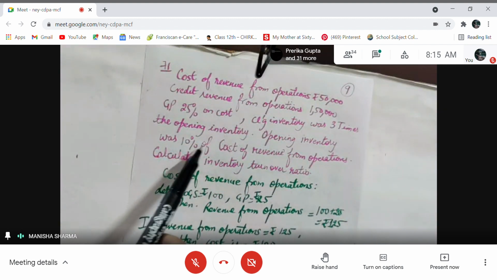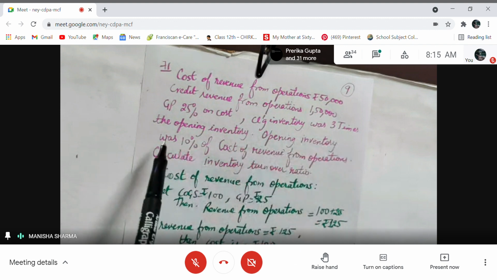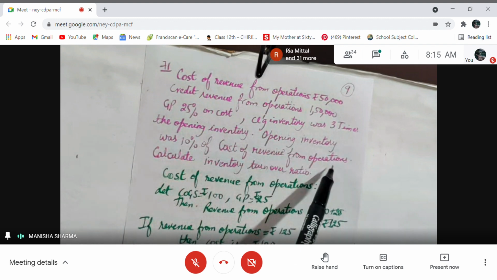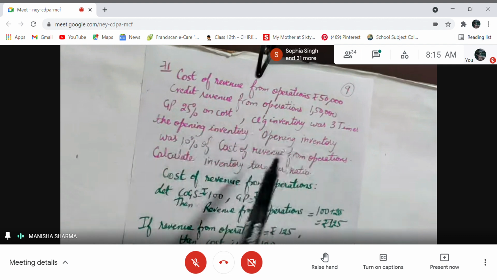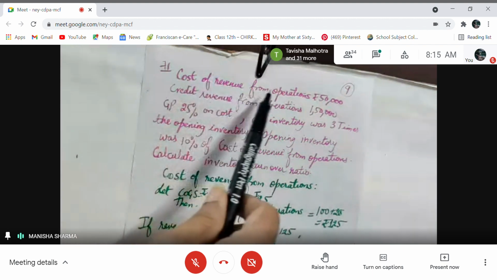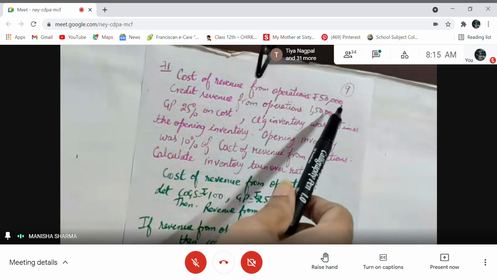So opening inventory was 10% of cost of revenue from operations. So it means opening inventory is not given directly. They've given you that opening inventory was 10% of cost of revenue from operations. So we need to find COGS. How will we find COGS? We will calculate the inventory turnover ratio. Since they have given you cost of revenue from operations 50,000, right?